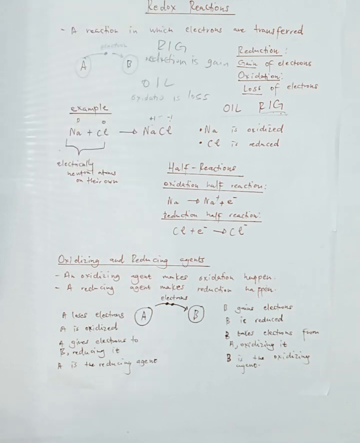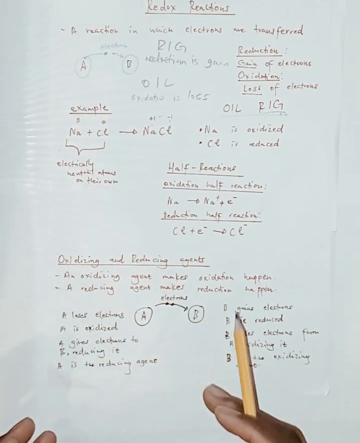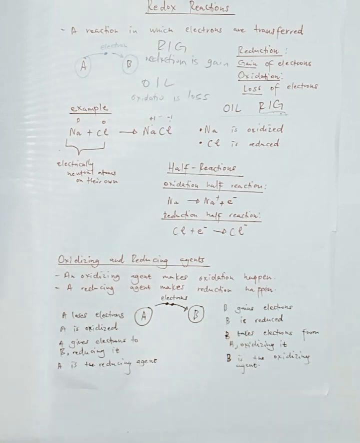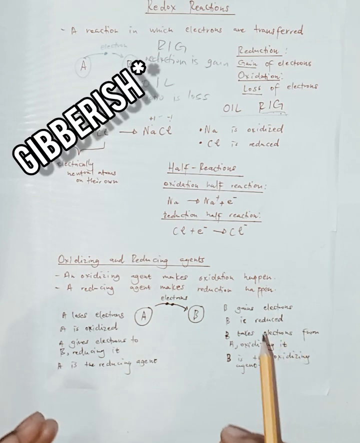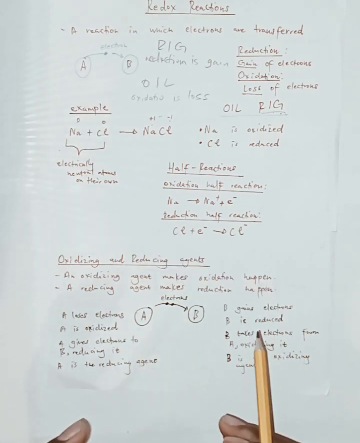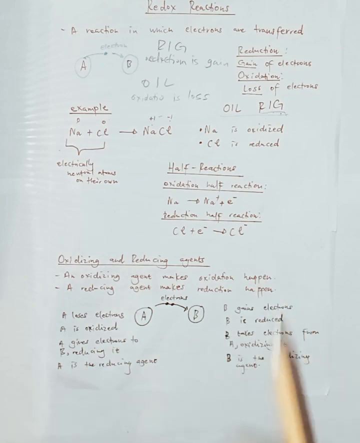And what does that mean? A is the reducing agent because it causes B to be reduced. It causes B to gain electrons because A is losing electrons. It's giving those electrons to B, which causes B to be reduced, which causes B to gain electrons.